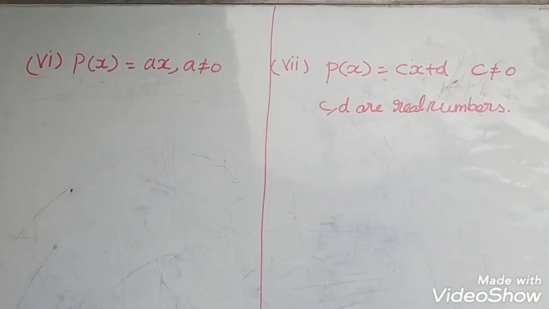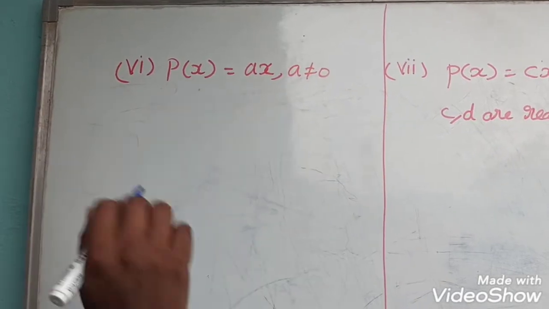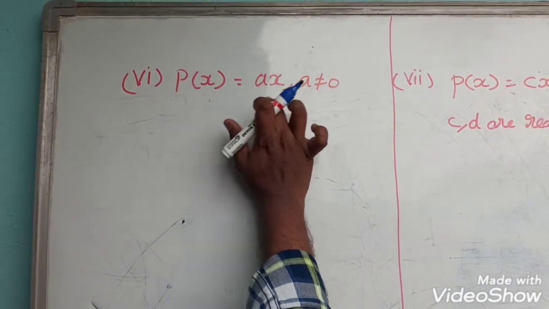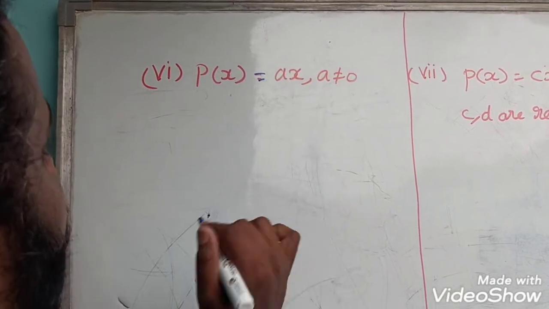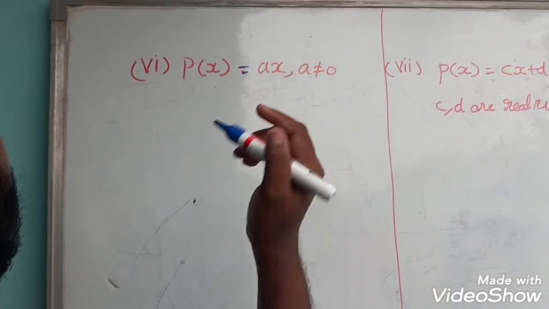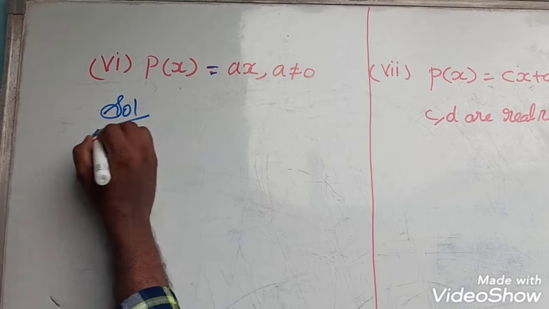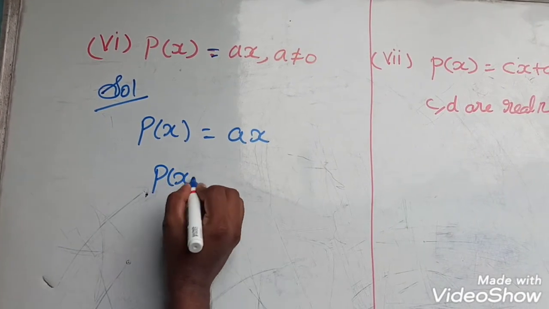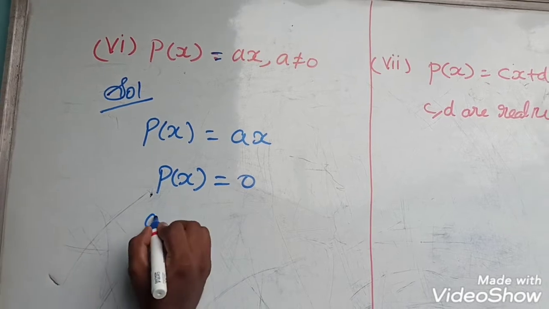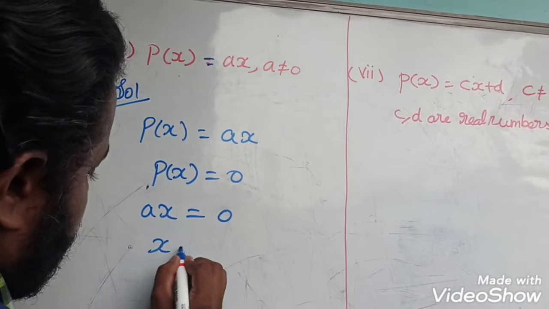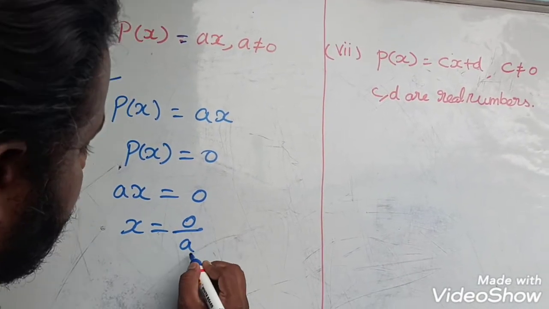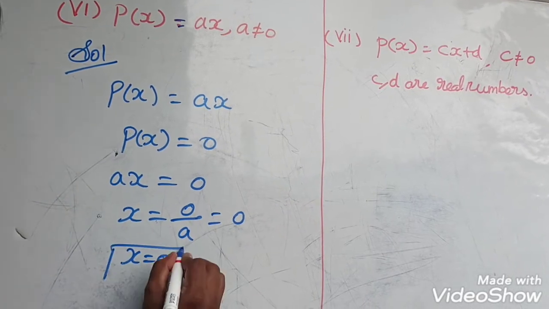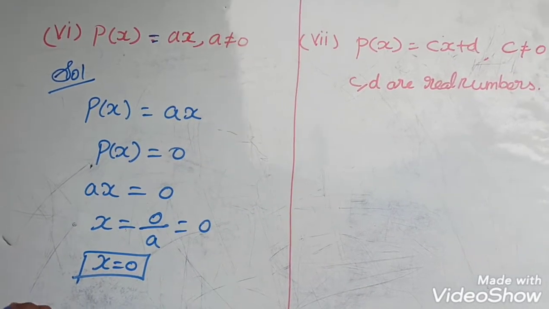Question number 6, we find out the zero of the polynomial P of x equal to ax. Here a is not equal to 0, because if a becomes 0, the total value is 0. So now we find out when P of x equals 0. What is the zero of the polynomial? P of x which is equal to ax, the condition is P of x becomes 0. So ax equal to 0, x equal to 0 divided by anything, we get 0. So the value is x equal to 0. Just verify it.